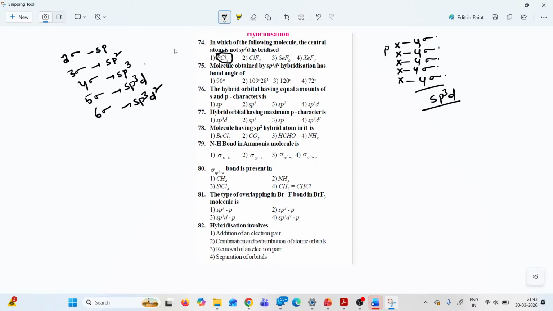They are asking which molecule's central atom is not sp3d hybridized. So this is not our answer, because it has sp3d. Which one is not, they are asking. Then you go for ClF3.